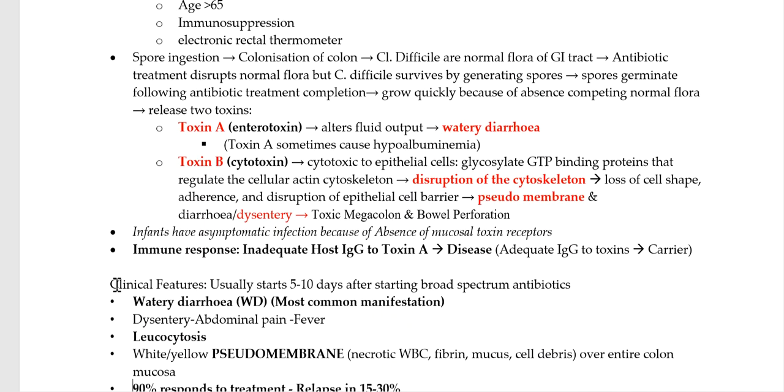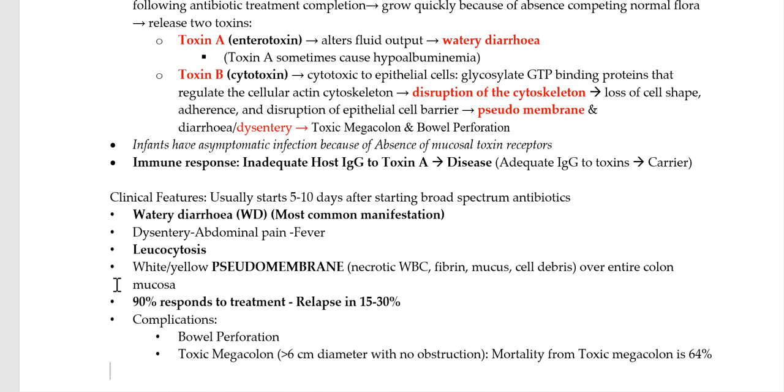So if we talk about clinical features, it usually starts 5 to 10 days after starting the broad spectrum antibiotics. Watery diarrhea is the most common manifestation, followed by dysentery, abdominal pain, and fever. Leukocytosis is a prominent feature, and on colonoscopy, you will see that a white-yellow pseudomembrane is seen. Pseudomembrane is basically necrotic WBC, fibrin, mucus, and cell debris. And this is seen over the entire colon mucosa.